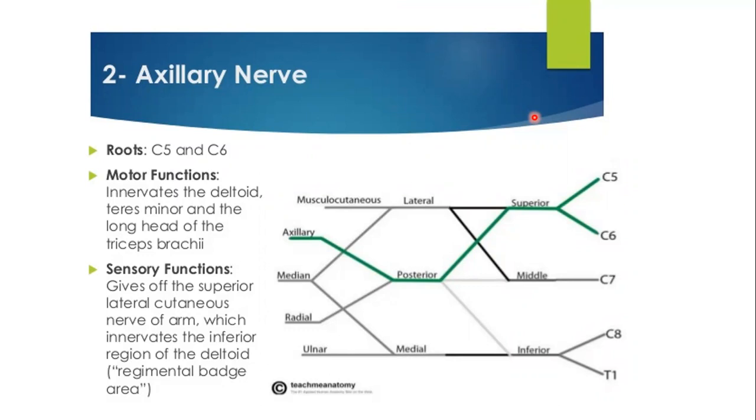The sensory function of the axillary nerve is that it gives off a branch called the superior lateral cutaneous nerve of the arm, okay. From the musculocutaneous nerve, we have discussed that a branch arises known as the lateral cutaneous nerve of the forearm, while from the axillary nerve, a branch arises known as the lateral cutaneous nerve of the arm, okay. And this innervates the inferior region of the deltoid, okay.